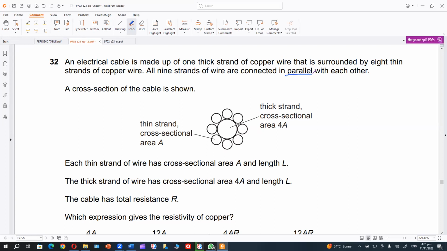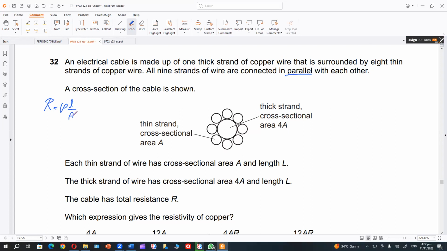Each thin strand of wire has cross-sectional area A and length L. A thick strand of wire has cross-sectional area 4A and length L. The cable has total resistance R. Which expression gives the resistivity of copper? What's the formula? R is equal to rho L upon A.